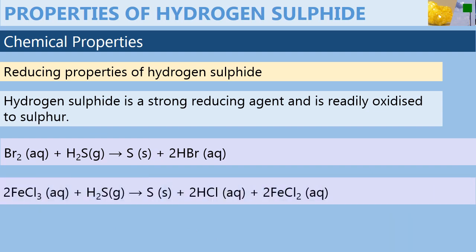Hydrogen sulfide also reduces iron 3 chloride solution to iron 2 chloride solution according to this equation. You will notice that iron 3 chloride is reduced to iron 2 chloride.